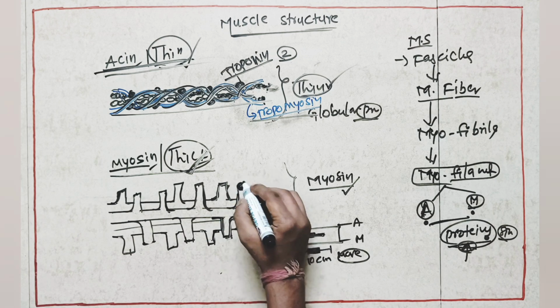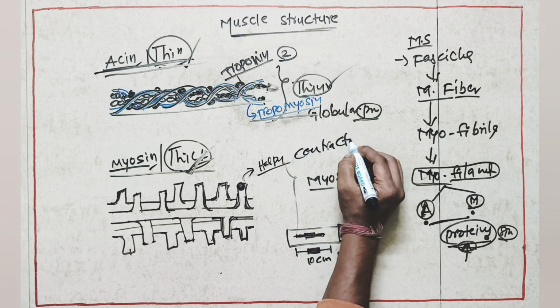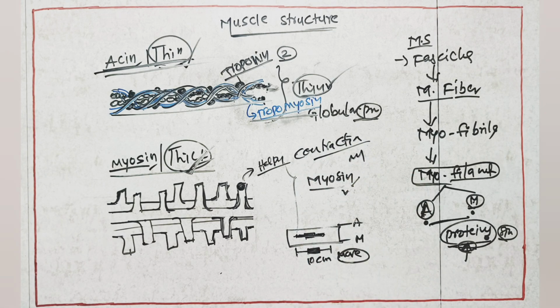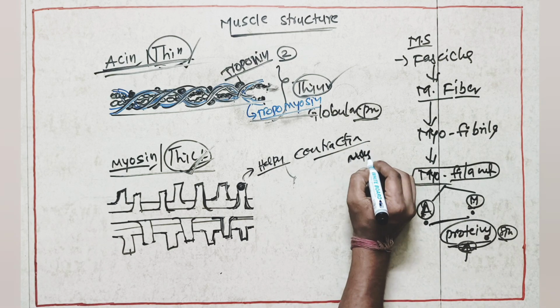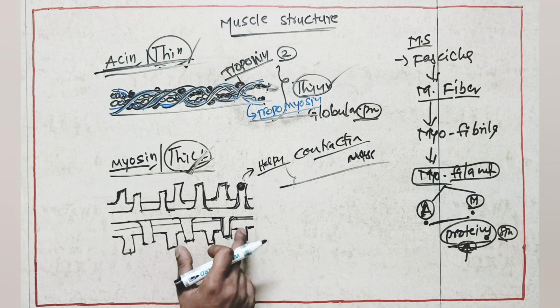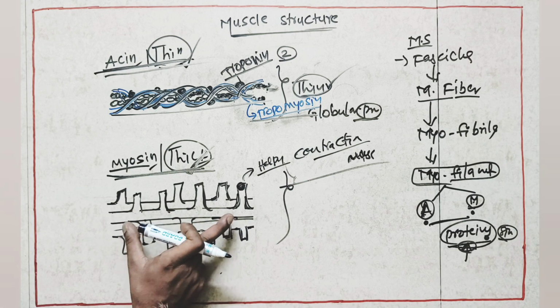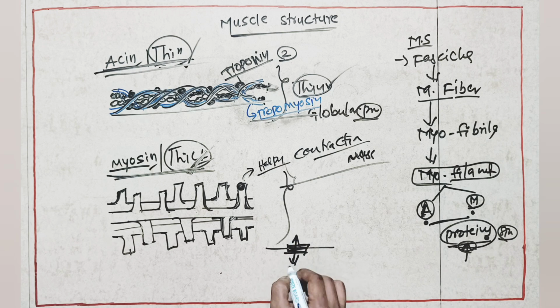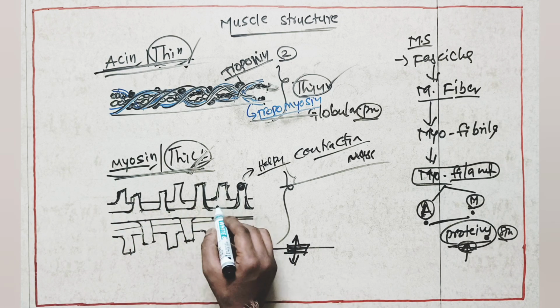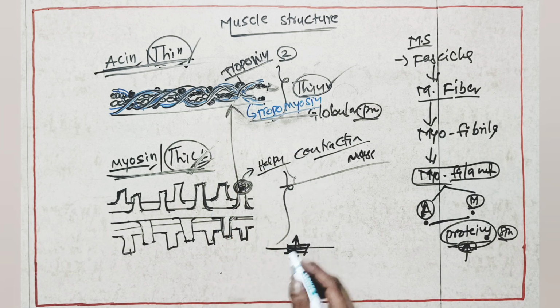These globular enlargements are helpful for the contraction of muscle, when the sarcomere contracts. So the thick filament is myosin. The thickness of the myosin is not the same along the entire length; at the center the thickness varies. Here the globular protein gives these heads, and these heads connect to the actin when the muscle is contracting.